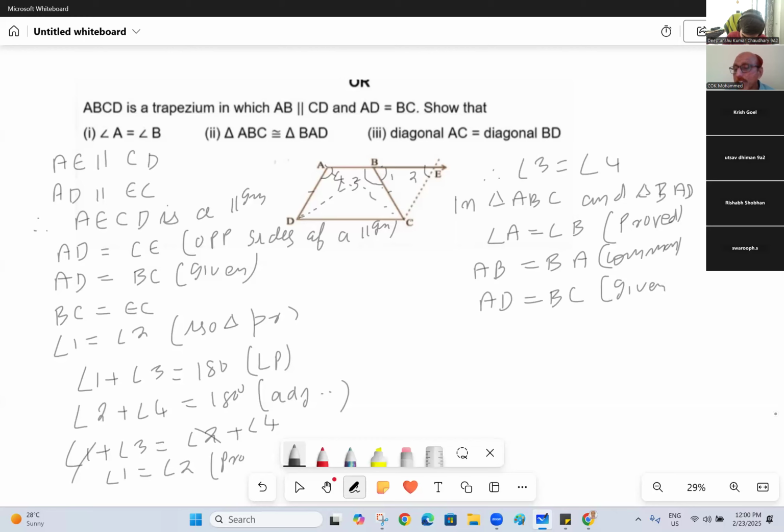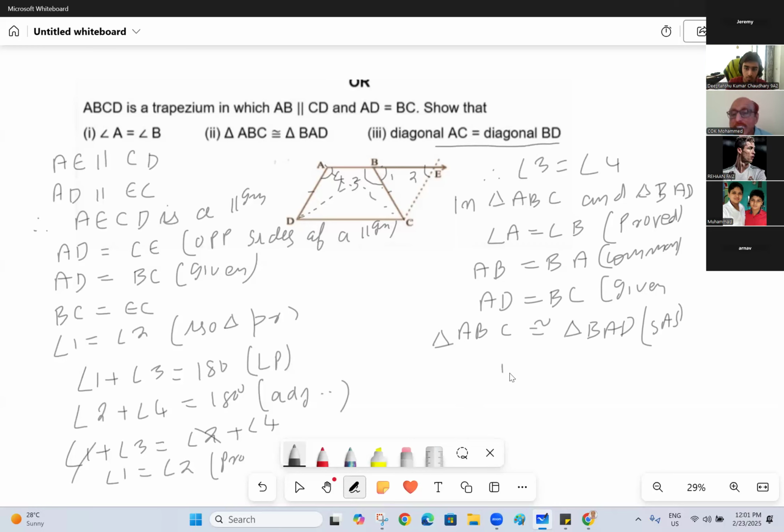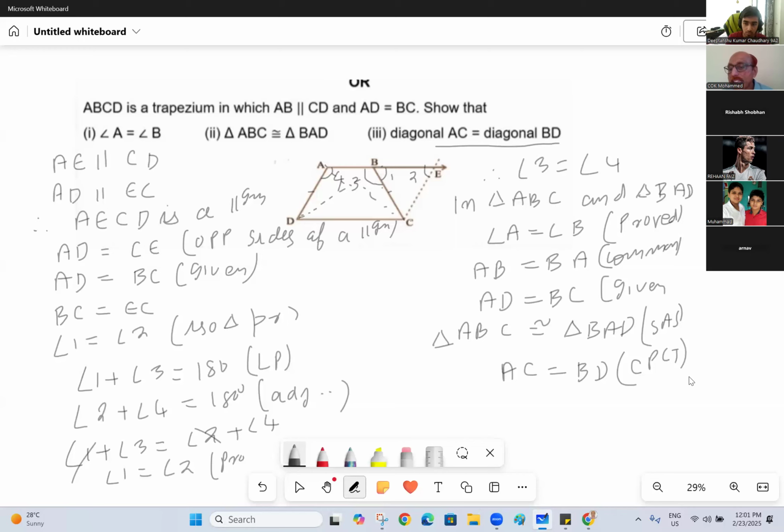Now, good. Arnav, therefore, triangle ABC is congruent to triangle BAD by what? By SAS. Therefore, Mohammed, what do you have to prove now? No, that is not what you have to prove. Sir, AC is equal to BD, by CPCT. Okay, you can write it very fast.